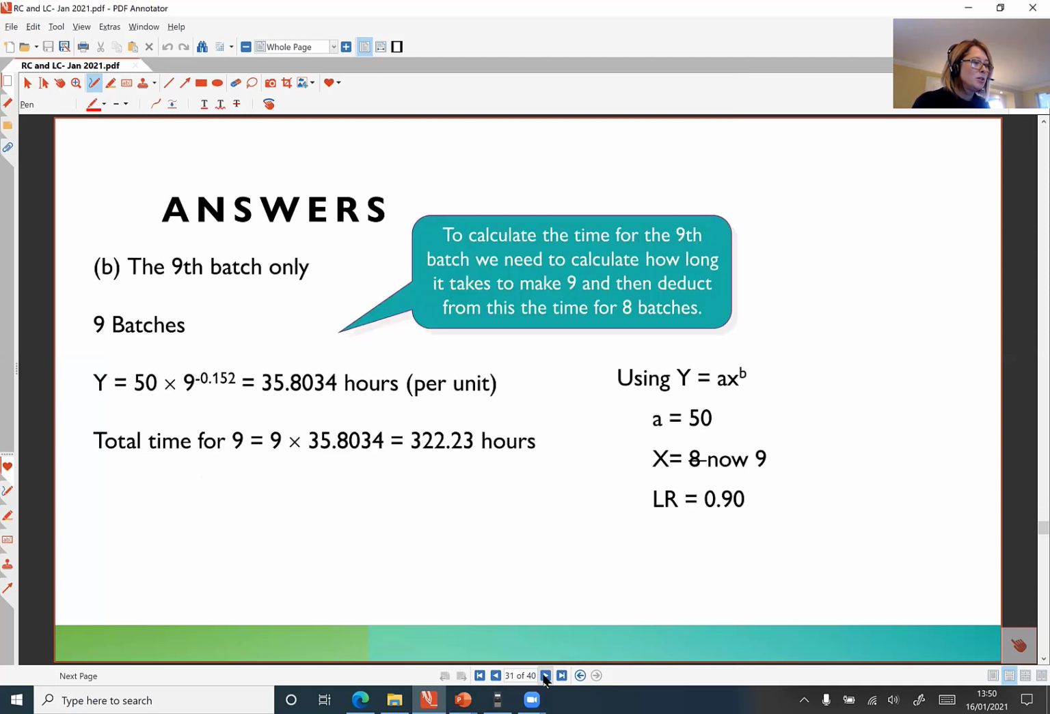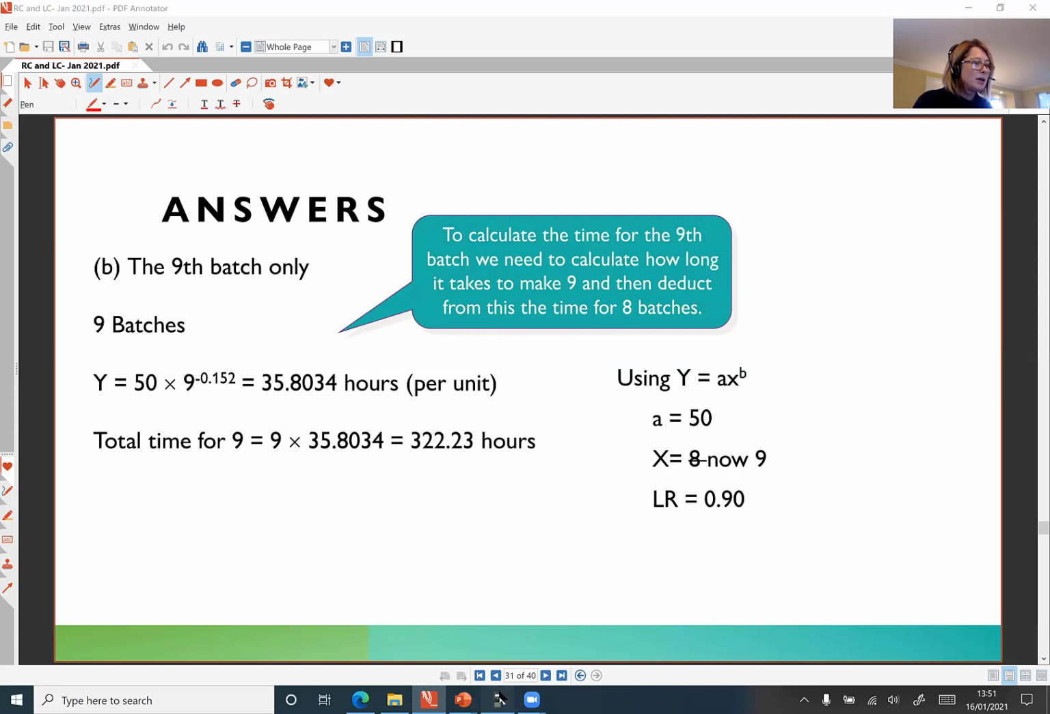Right, the next question was the 9th batch only. Now you have to see this as being, I want to know what it took to do the extra batch, the 9th batch. To calculate the time for the 9th batch, we need to calculate how long it takes to make the 9 and then deduct this from the 8, okay? Because this is the average time, it's not the actual 9th batch, it's the average. So we'd find the 9 batches by using the formula again, but we replace the 8 over here with the 9. So it's all the same figures.